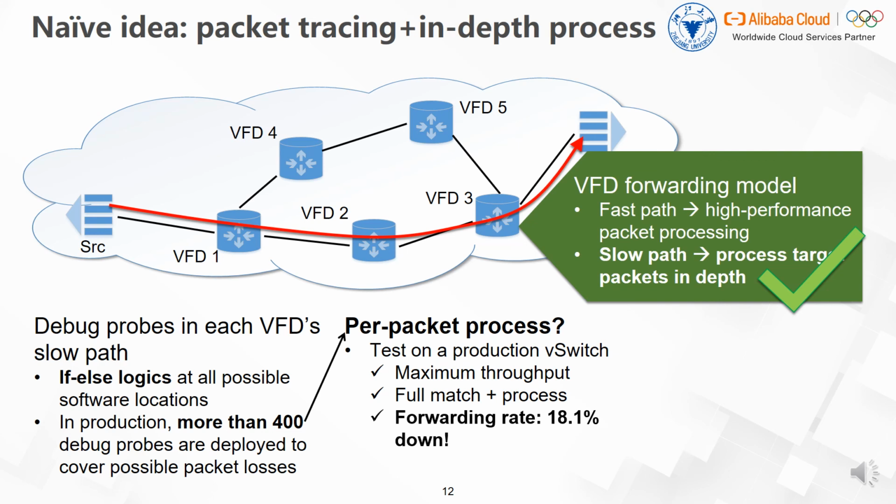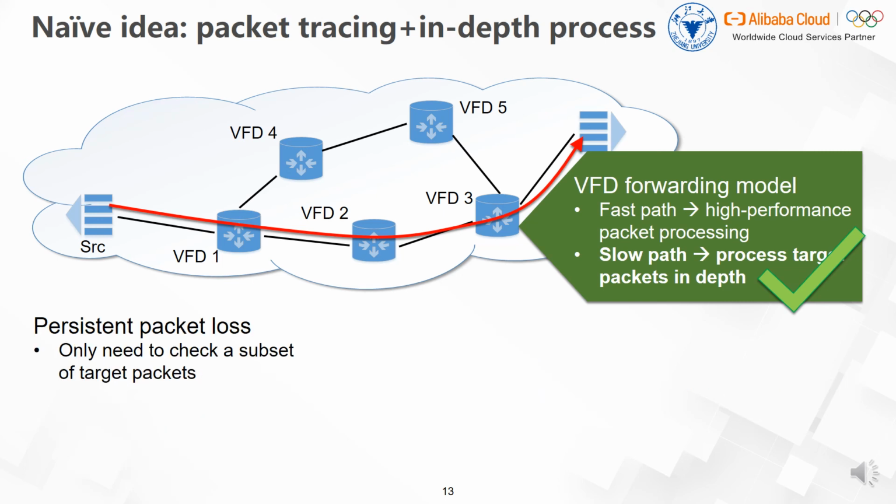However, such deep processing is resource extensive for per packet processing. We have conducted a test on a production vSwitch. It can be found that the forwarding rate is down by about 18%, which is not acceptable. We must balance the trade-off between the root cause diagnosis and performance loss.